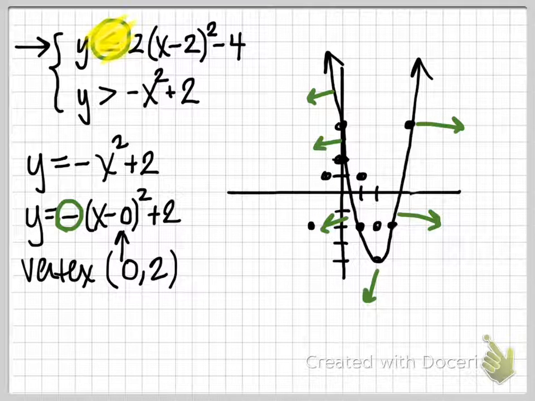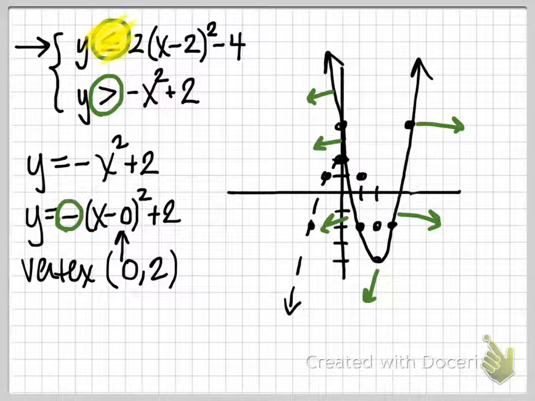But don't just draw it in. Once again, you have to pay attention to the fact that this was a greater than, not a greater than or equal to. So this parabola is actually going to be dotted, meaning that the points that actually are on the parabola are not solutions to this particular inequality. So you'll have to make that dotted or perhaps erase if you had already drawn in something that was solid.